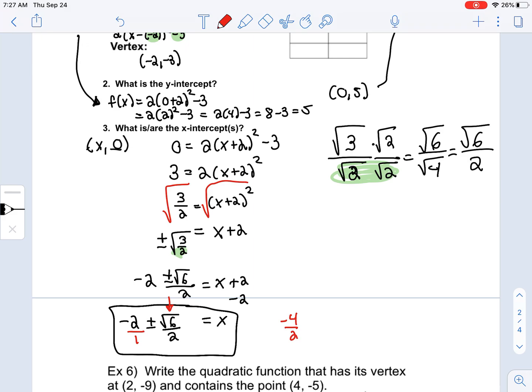In other words, instead of negative 2 over 1, I could say negative 4 over 2 plus or minus square root 6 over 2. And now that I have a common denominator, I could combine those, and I have one numerator, negative 4 plus or minus root 6 over 2. So this would be a second option for an answer.